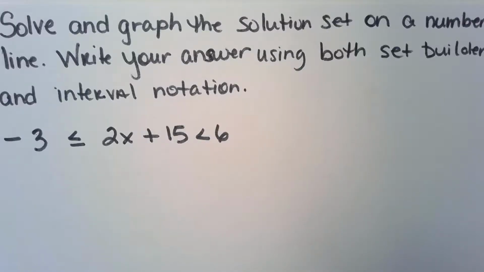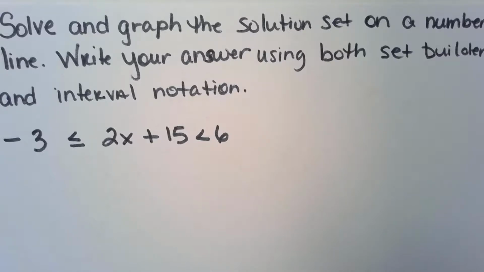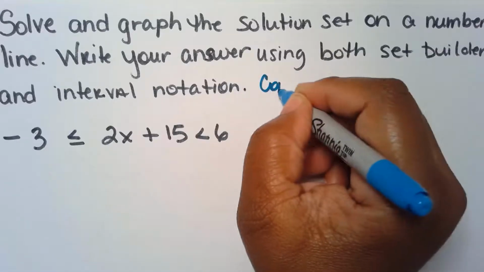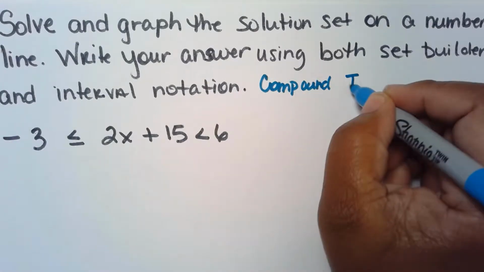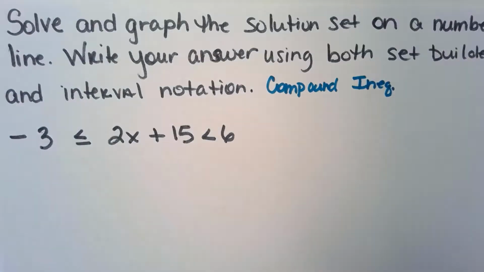All right, so we're going to solve negative 3 is less than or equal to 2x plus 15 is less than 6. We're going to solve this compound inequality, and we're going to graph it, and then write our answer in set builder notation as well as interval notation. So first things first, let's note that this is a compound inequality where you have two inequalities in one that makes one sentence.